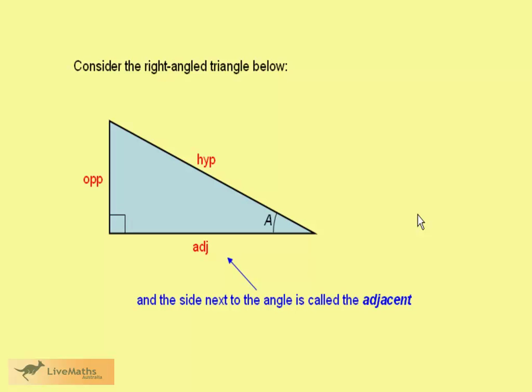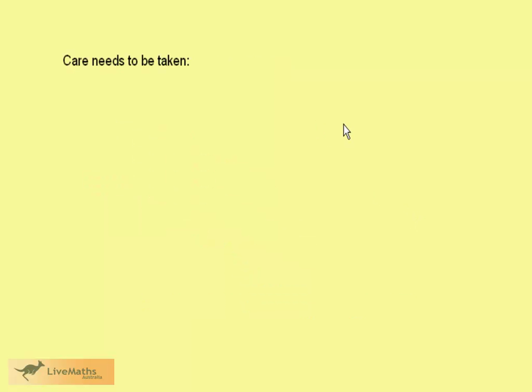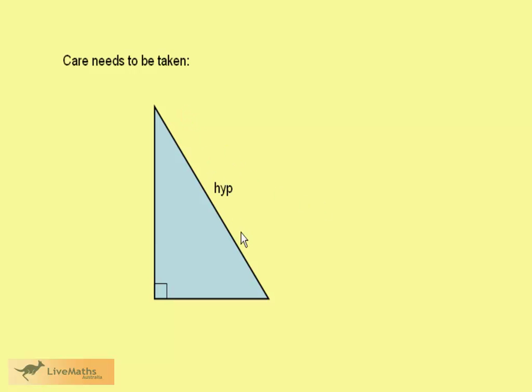When doing this labeling, a certain amount of care needs to be taken. Let's explain why. Consider this right-angled triangle. We can see the right angle just here. This side is the hypotenuse. The longest side, remember, is always the hypotenuse. If this is our angle A, then this side would be opposite A, and this side would be adjacent to A, adjacent next to the angle.